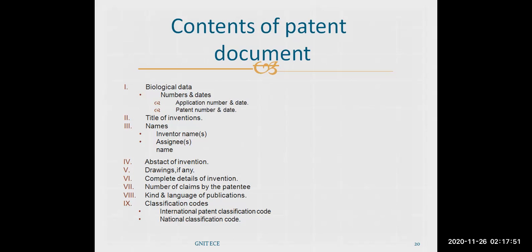So kind and language of publication: before filing a patent, publication can't be done, and after filing the patent, I think a minimum of 1.5 years is required before publishing that work in a journal. That is the restriction on publication of that particular work which you have filed as a patent. Classification codes are also there, the international patent classification code and the national classification code. That is actually under the jurisdiction of a particular patent office.